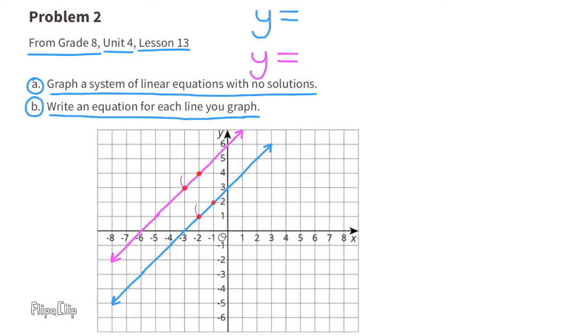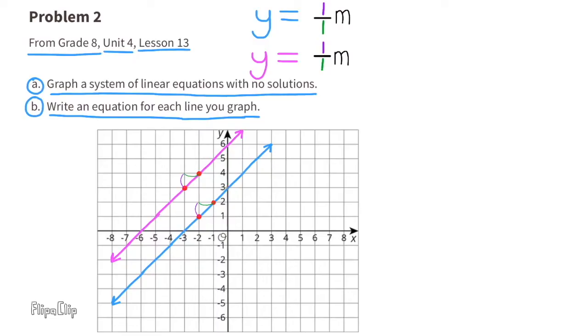The rise is up 1, and the run is to the right 1. A slope of 1 over 1 is the same as a slope of 1. For both equations, this middle term will be 1 over 1 times m, or 1 times m. Now we need to find the last term for each of these equations. This is where the equations will be different.